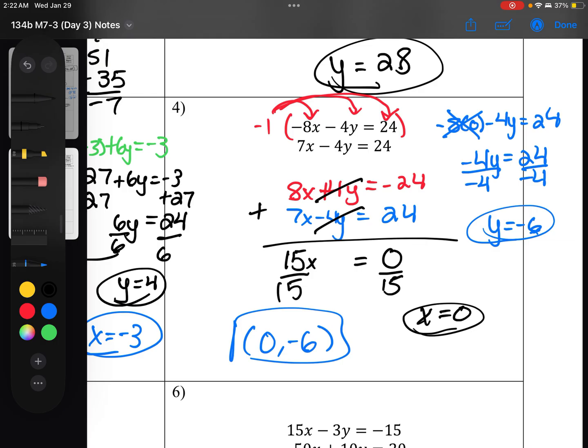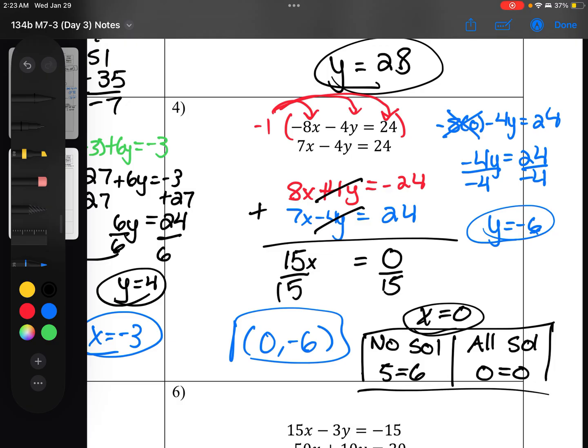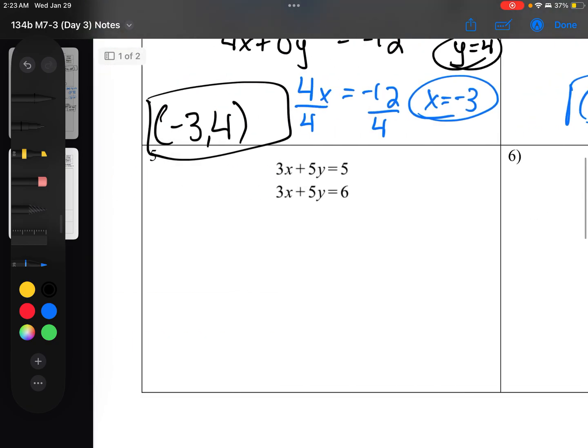Remember, no solution. You could have some different possible answers. A no solution, an example would be like 5 equals 6. That's a no solution. All solutions or infinitely many solutions would be like 0 equals 0. Okay, so remember those can happen too. All right, 2 more. We're almost done.